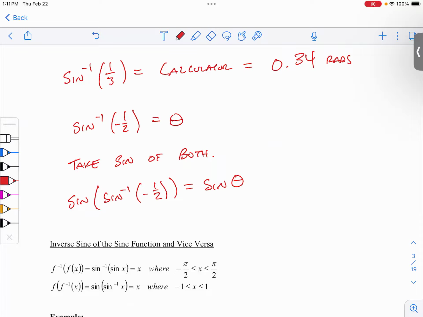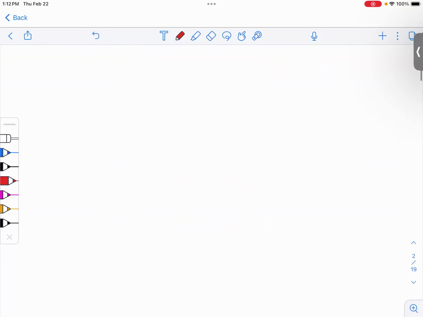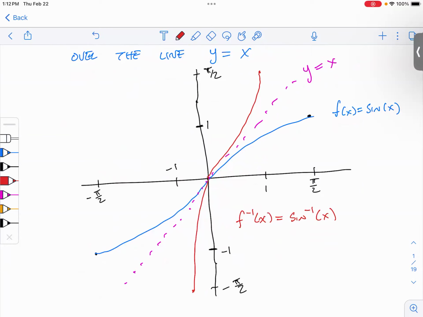And then the whole concept, a function and its inverse, just results in the value. So this becomes -1/2 equals sine of theta. This is to find the exact value. And then we look up, for what value, and we already said, is pi over 6? And now here's the part that actually revolves around the graph.